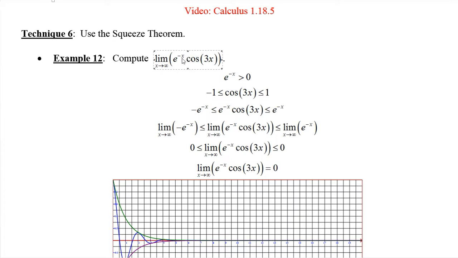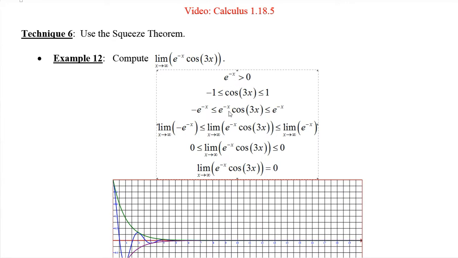So sometimes that works. The first thing to notice is that e to the minus x is always a positive number. Never 0, never negative. And the next thing to notice is that cosine of 3x, as I said, is between -1 and +1. So if I multiply a positive number by all three parts of this, the inequality stays the same way. So -1 times e to the minus x is negative e to the negative x. That's less than or equal to e to the negative x times the cosine of 3x, which in turn is less than or equal to 1 times e to the minus x, which is e to the minus x.